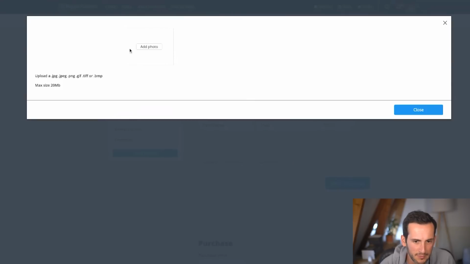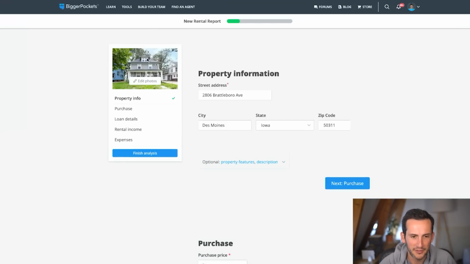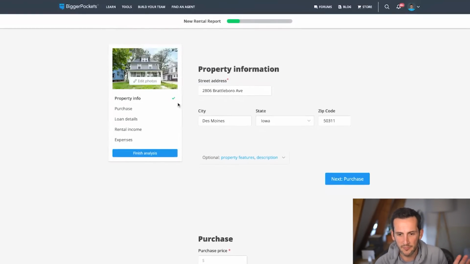You don't have to do this, but I find it really helpful because I analyze a lot of deals and I want to just remember. I just remember more visually. So I find it helpful to just be like, okay, that's that gray duplex in Des Moines. You can put as many as you want. I'm just going to put one in because I'm trying to show you guys how to use this. We start here with property information. That was super easy.